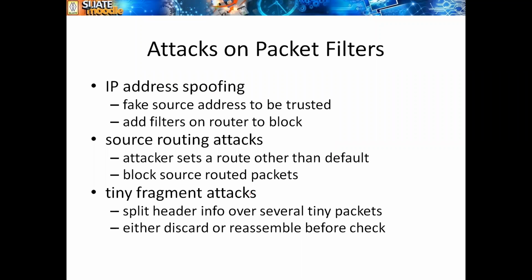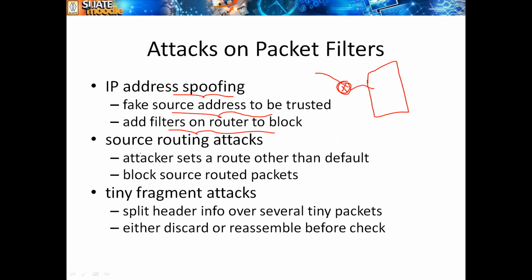Attacks on packet filters at the network layer: IP address spoofing uses a fake source address to be trusted, and the filter on the router blocks it. Somebody tries to attack our network with spoofed IP addresses. This is not a good packet. Fake source addresses should be restricted. If somebody tries to come to our firewall with an unwanted packet, that IP address is also restricted. We can add a filter on the router to block it.